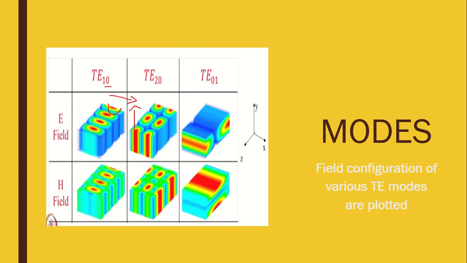So here it is 1 component in your x direction and 0 component in your y direction. Now TE20. There are 2 half-sinusoidal variations here and 0 sinusoidal variations in your y direction. So this again becomes 0. TE01. So 01 means in your x direction there are no field components at all, and in the y direction, the vertical direction, there is 1/2 sinusoidal variation. So this is called a TE01 mode.